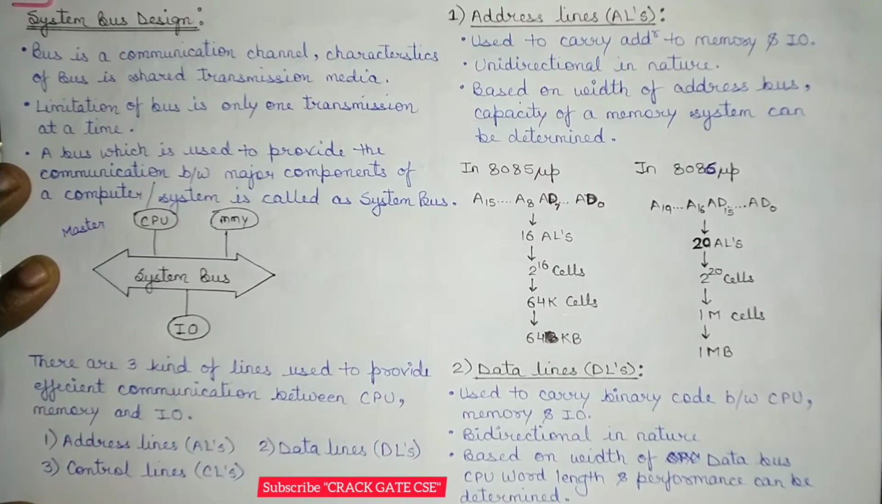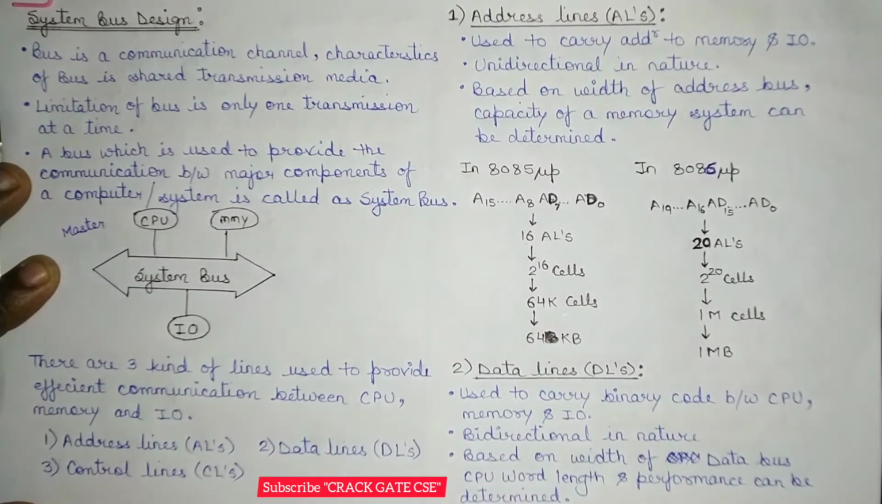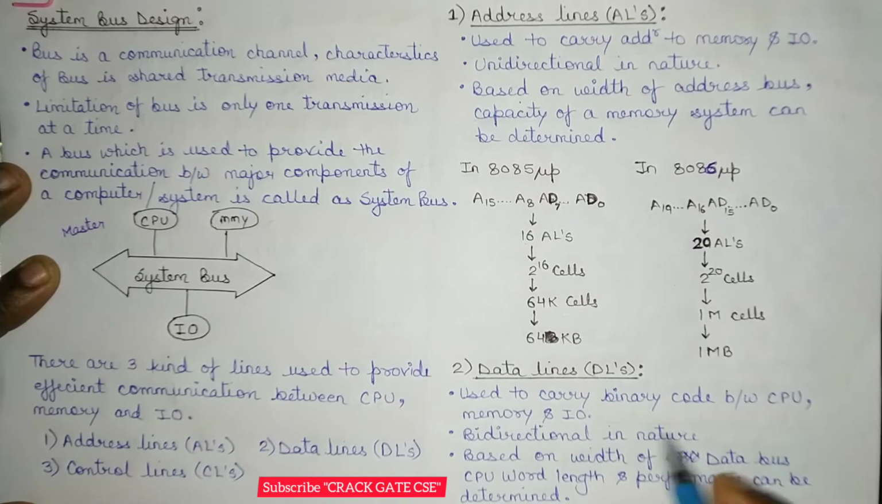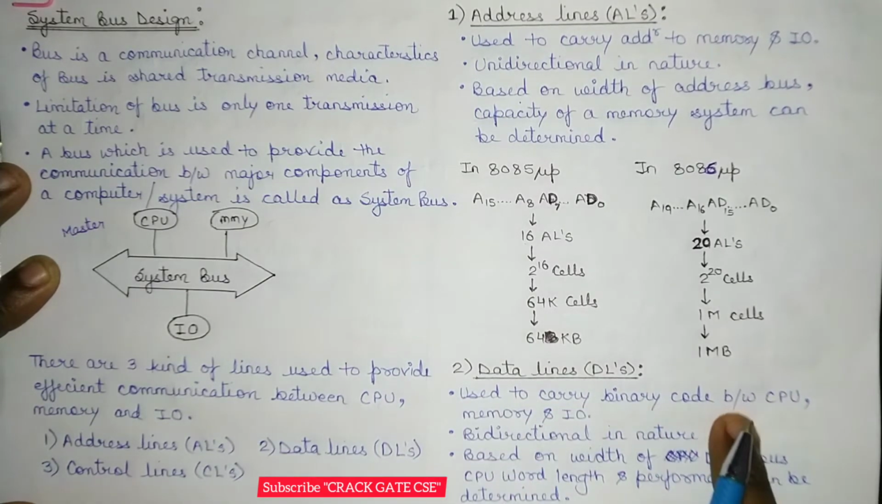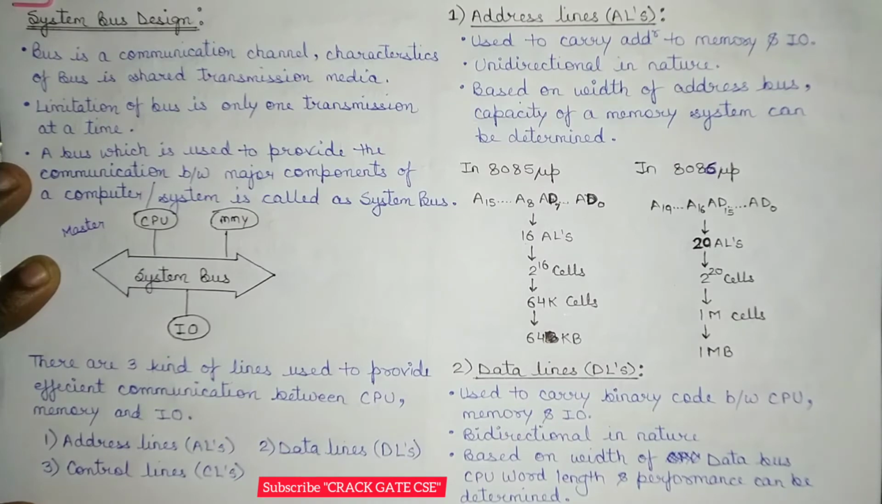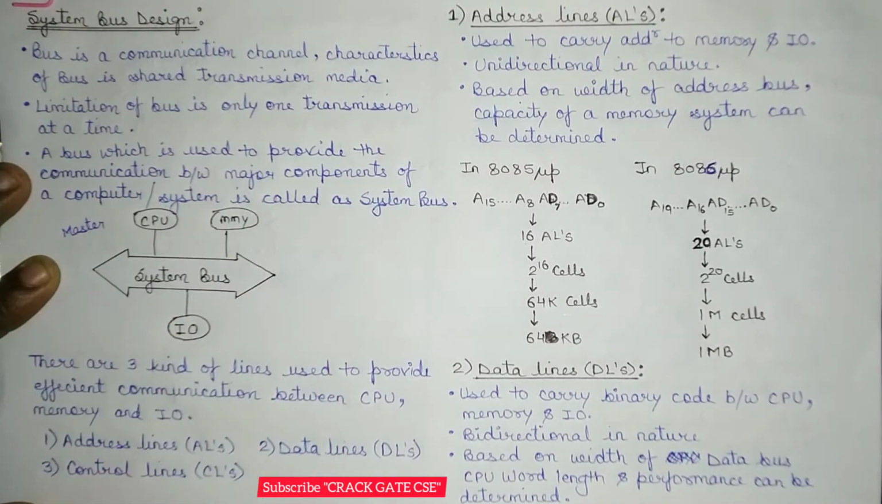Now let's quickly move on to the data lines. These data lines are used to carry the binary code, which you can refer to as data, because whatever data we have in a system is in the form of binary. So these data lines are used to carry the binary code between the CPU, memory and IO, that means all the components that we have in a system bus.